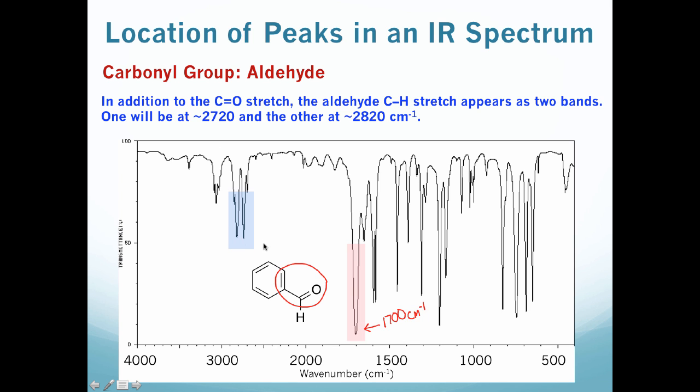But there's a clue you can look for with aldehydes. It's very, very diagnostic. With aldehydes, you're going to see the aldehyde CH showing two bands that appear at 2720 and 2820 wave numbers, which is very diagnostic. Here's the one at 2720, here's one at 2820. They're of medium intensity, they're usually pretty narrow, and they're very diagnostic for the aldehyde CH stretch.